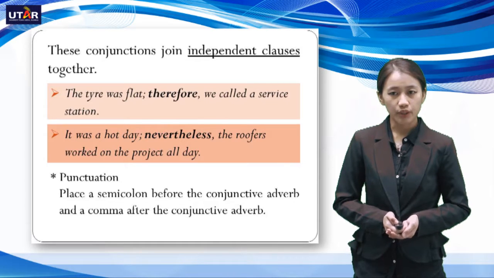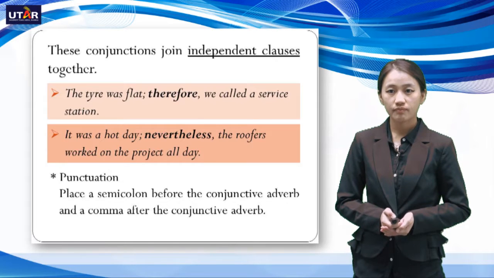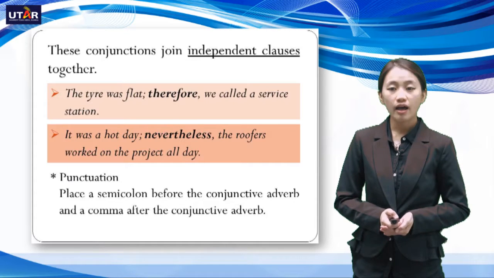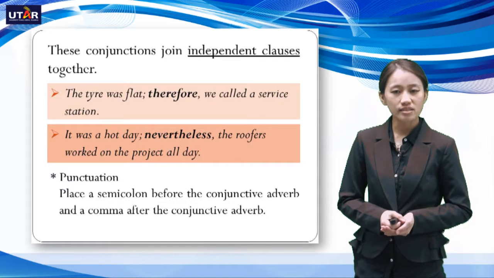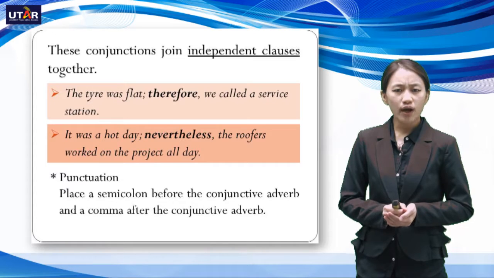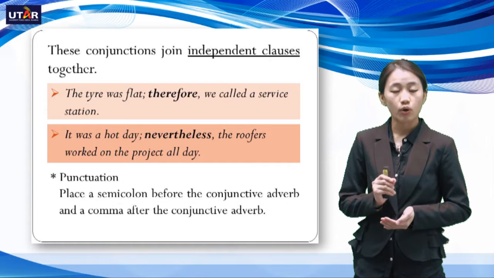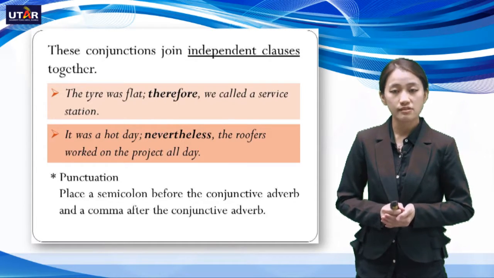Look at the example here. These conjunctions join independent clauses together. If you look at the example given here, the tire was flat, therefore we called a service station. So here, the tire was flat is considered an independent clause. Why is it an independent clause? Because it can stand on its own. If I were to remove the semicolon and place a full stop instead, or a period, the tire was flat, it is considered a complete sentence.